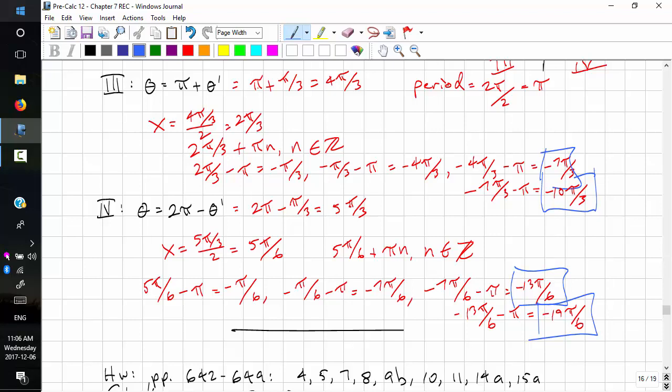Let's just write out those domains. This is negative 6 pi over 3 and negative 12 pi over 3. And over here, it's negative 24 pi over 6 to negative 12 pi over 6. So convert your domain to have a common denominator, and it makes it easier to get your answers. And that completes this lesson.